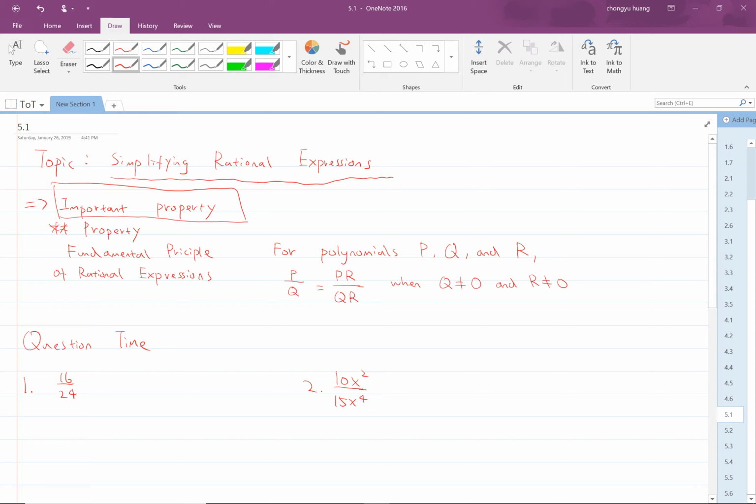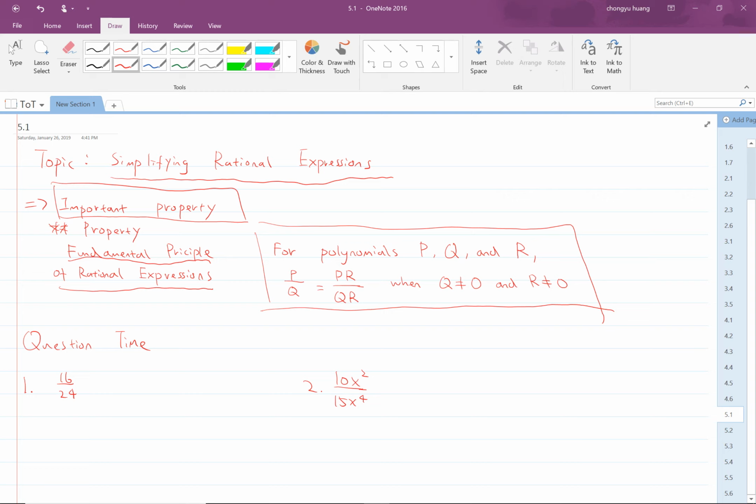So what you can see over here is the fundamental principle of rational expressions. Let me just read it. For polynomials P, Q, and R, P over Q is equal to PR over QR, where Q is not equal to 0 and R is not equal to 0. So that's basically the property.